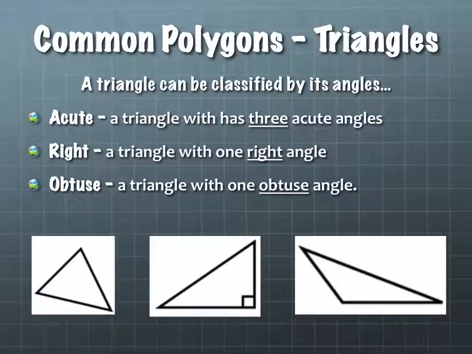All right, some common polygons. We're going to talk about triangles first. A triangle can be classified by its angles. That's one way it can be classified. So if you have an acute triangle, it's a triangle with 3 acute angles, or you could say all acute angles. If you have a right triangle, it will have 1 right angle. And if you have an obtuse triangle, it will have 1 obtuse angle.